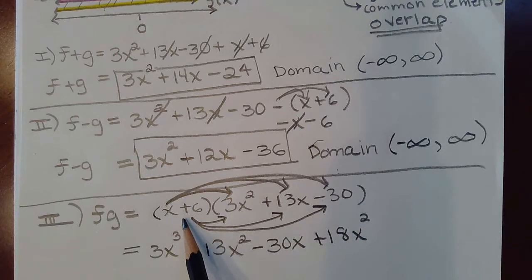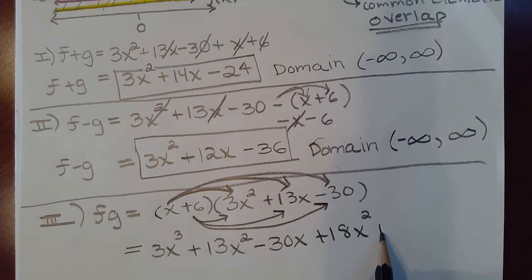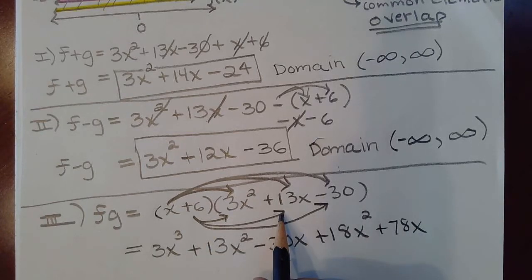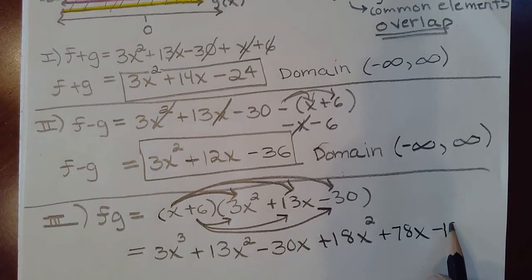And then 6 times 13, that's going to be 78x. That's for that middle arrow right there. And then for that last longest arrow, that's going to be 6 times negative 30, which is negative 180. And then combine like terms.